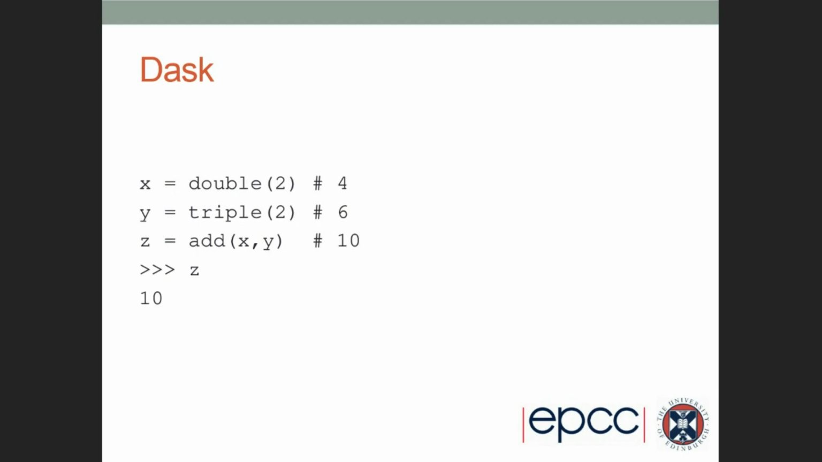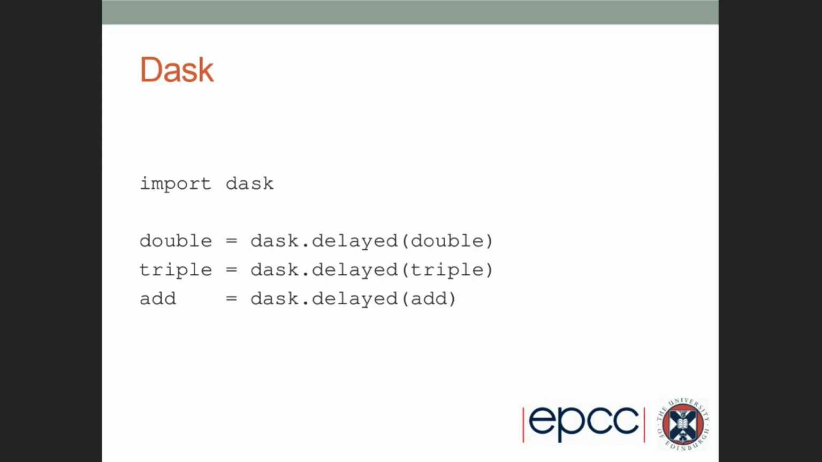So this is fine, but the calculation of x and the calculation of y here don't depend on one another. While the calculation of x will have completely finished before the calculation of y has begun, we could actually do them simultaneously. And here's how Dask accomplishes that.